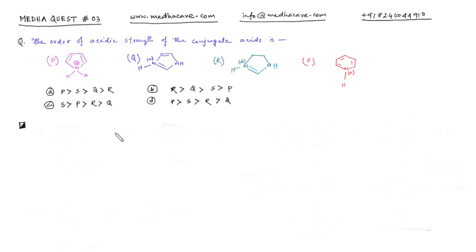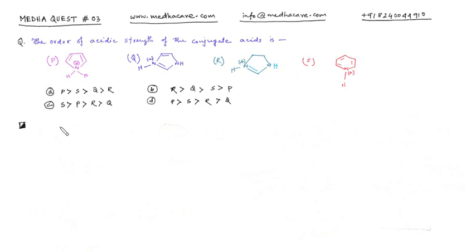Welcome friends. So today we will discuss one question based on acid base concept. The question is the order of acidic strength of the conjugate acids. Four options are given and four conjugate acids are given. So we can conclude the answer by reviewing the relative stability of the conjugate acids. The more stable the conjugate acid, the less acidic it is.